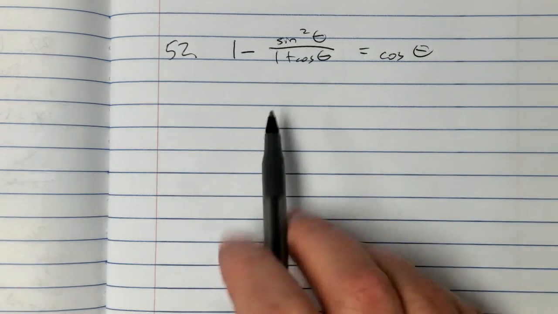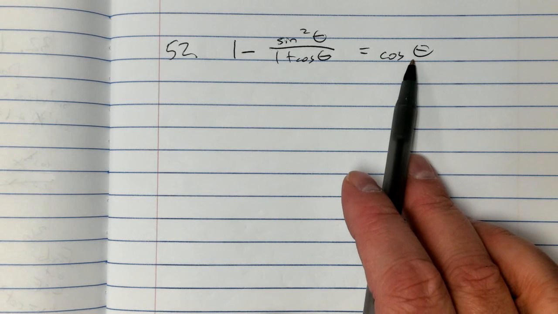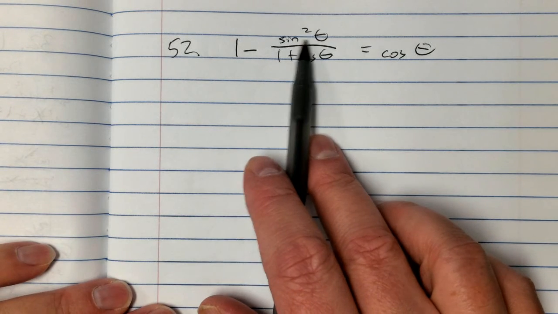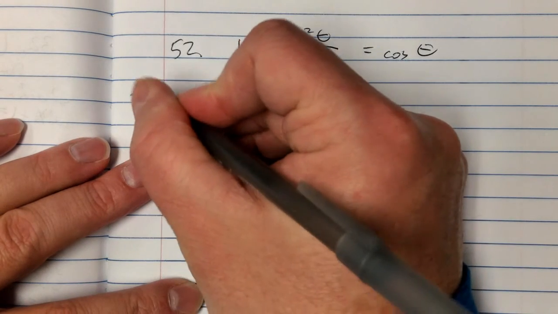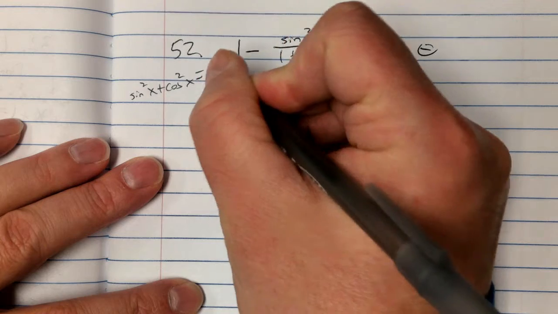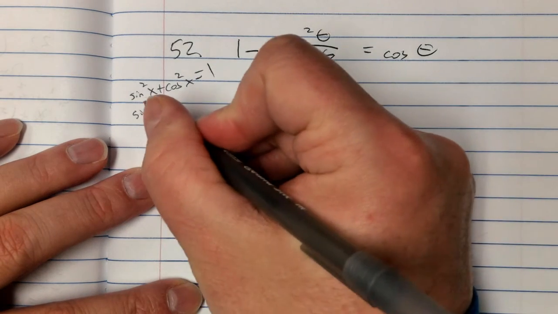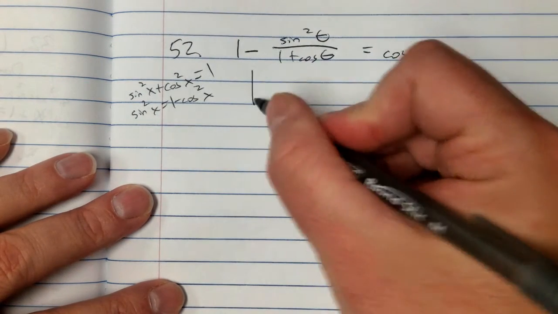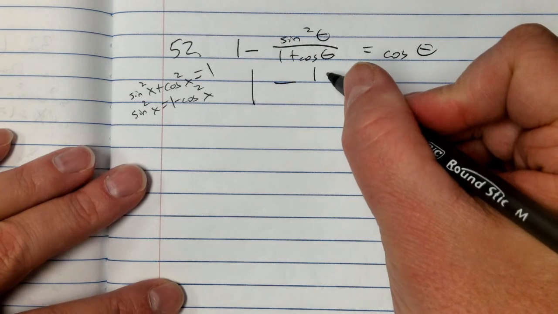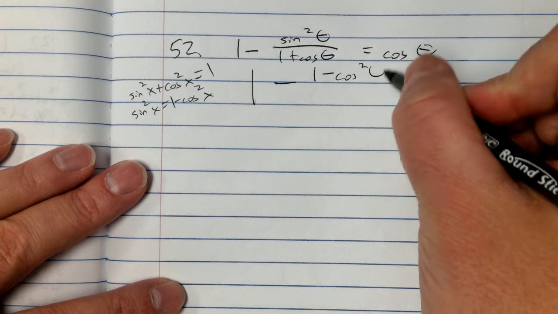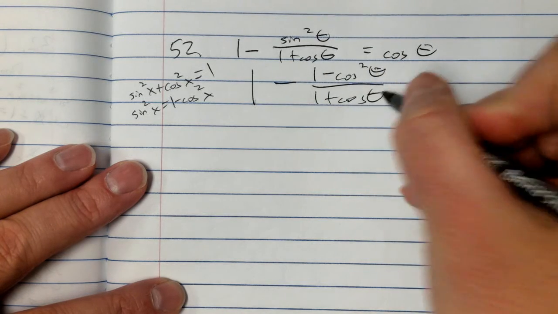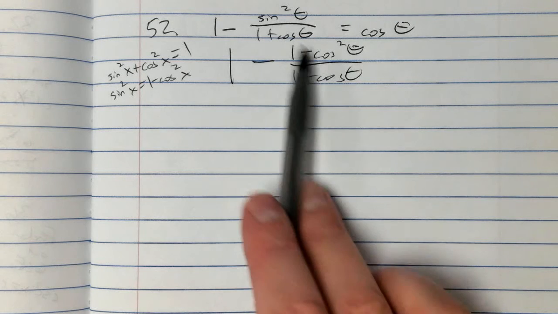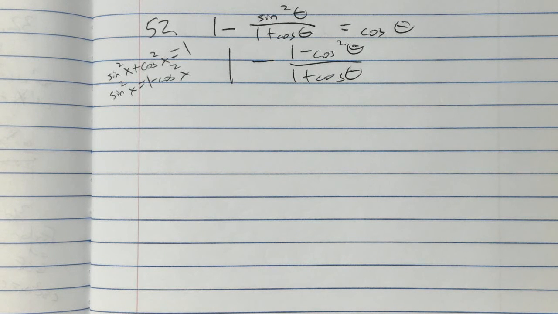So again, on this one, we need to change our left side because the right side is just cosine. There's nothing to do with it. Okay, so again, if we've got a squared, like sine squared, we've got to remember sine squared plus cosine squared is 1. And so sine squared is 1 minus cosine squared. So this changes to 1 minus cosine squared theta over 1 plus cosine theta. So that was just from substitution. By the way, substitution is your most common first step.